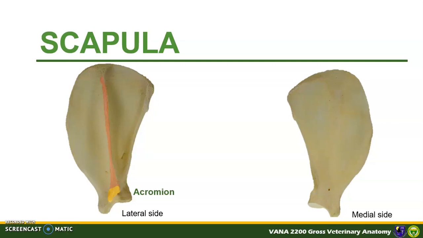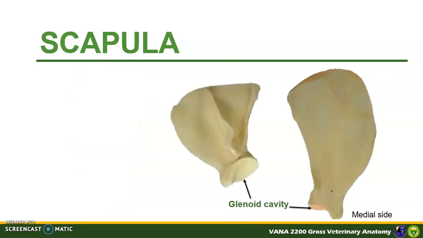On the medial side of the scapula, we can see the subscapular fossa for the attachment of the subscapularis muscle. The dorsal part is serrated for the attachment of the serratus ventralis muscle. The glenoid cavity is a shallow cavity articulating with the head of the humerus.